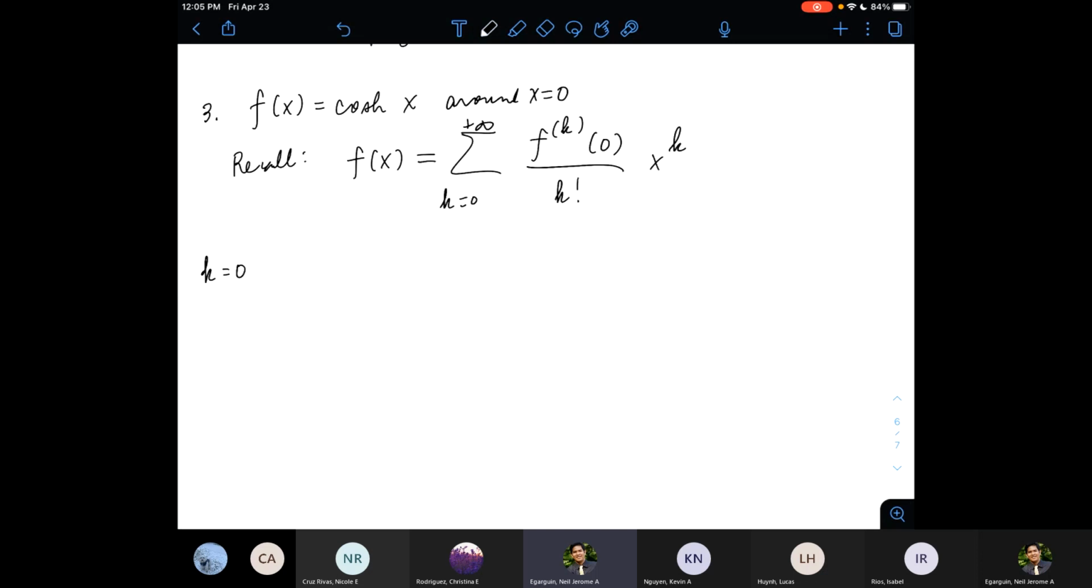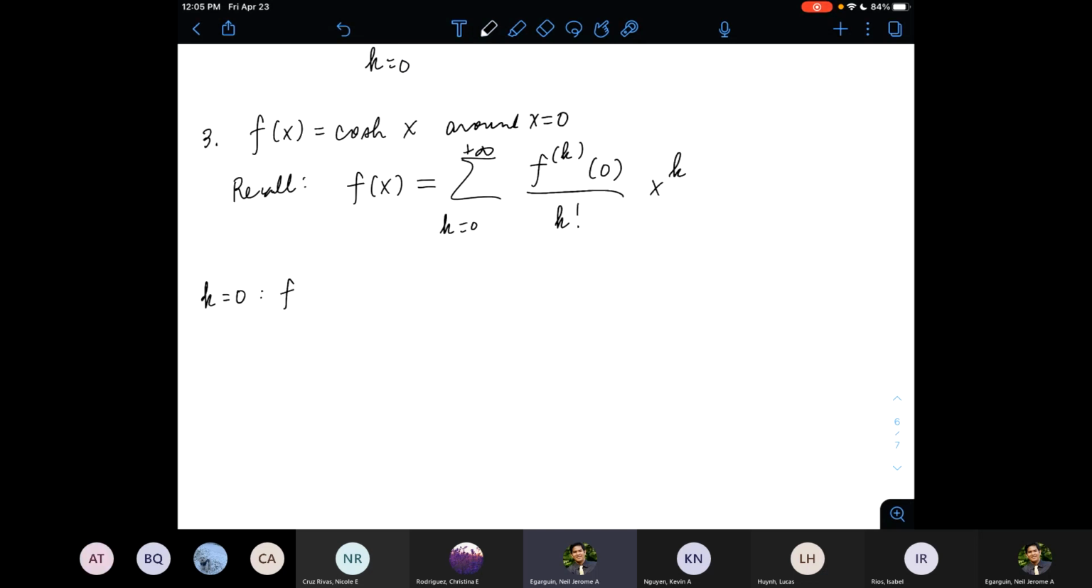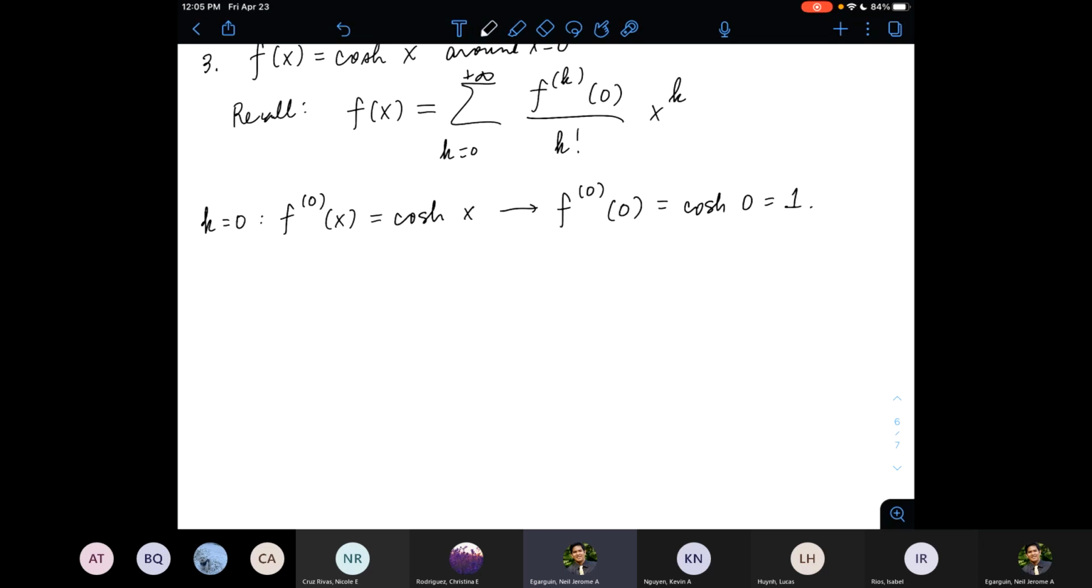When k equals 0, we're looking for f upper 0 of x, but this is simply the function itself. So that's hyperbolic cosine x. And then remember, we need to plug in the center of expansion. So we need f upper 0 evaluated at 0, because that's what the formula calls for. So this would be cosh of 0, but cosh of 0 is equal to 1. I hope you remember the definition from Cal 1. If not, just go back and see that cosh is just the sum of two exponentials, e to the x plus e to the minus x, all over 2. That's why it's going to be 1.